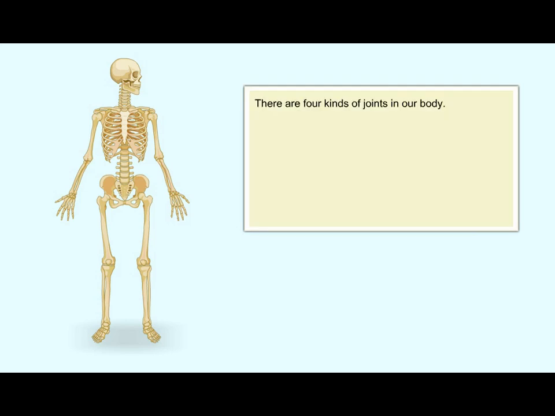There are 4 kinds of movable joints in our body: hinge joint, ball and socket joint, pivot joint, and gliding joint. Let's understand the function of each joint one by one.